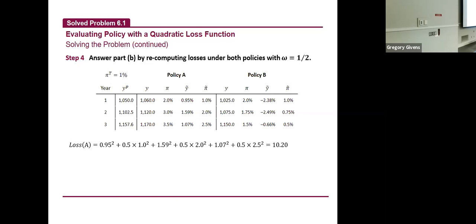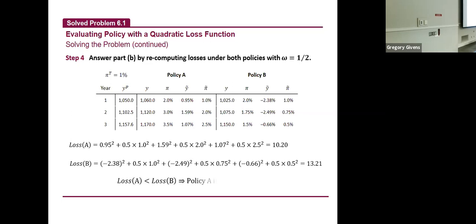Well, the loss of policy A, again, is just plugging these output gap and inflation gap numbers back into the loss function, but this time make sure that the weight on the inflation gap is 1/2 rather than 1, and you'll find that it's equal to 10.2. The loss under policy B is 13.21.